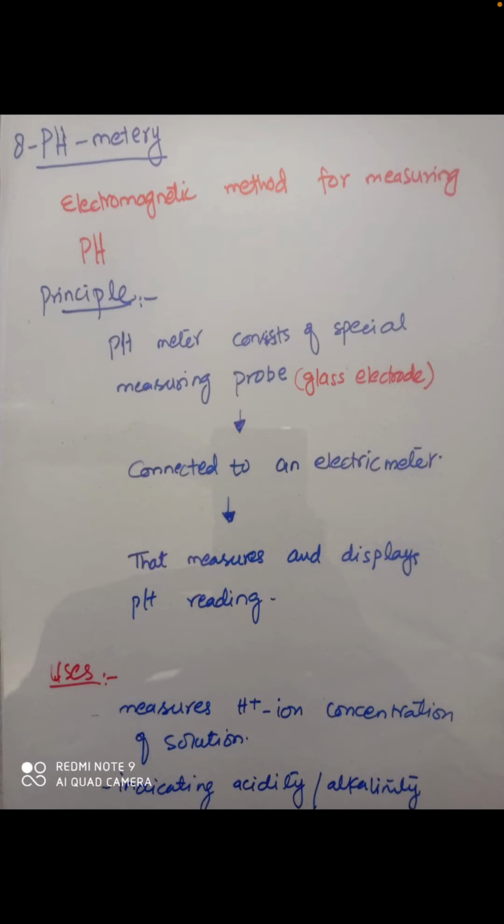The last technique is the pH metry. pH metry is that instrument which uses a specific type of principle for the determination of the pH. So electromagnetic method है ये for measuring or for determining the pH. It is based on the principle of pH meter.